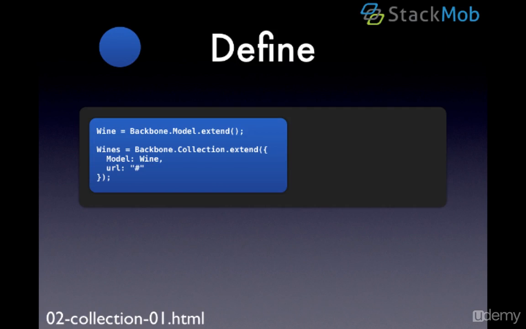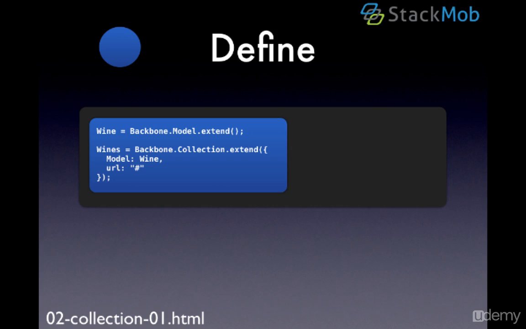So in our first example, collection 01, we are going to define our model, and then we are going to define our collection of plural wines, and inside of that we set two attributes. We set what the model is for that collection, and that model is going to be just one instance of wine, and we also set the URL parameter.